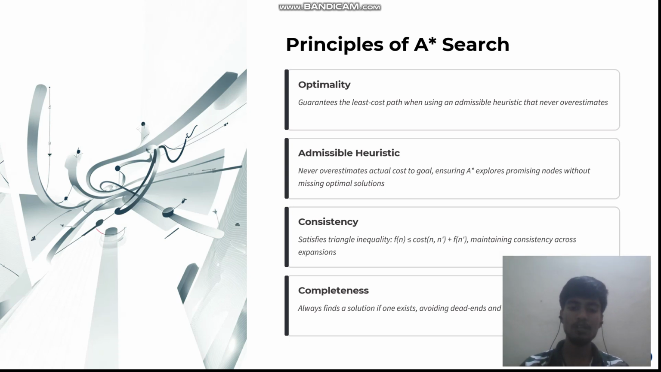Now what makes A-star so effective? There are four principles: optimality, admissible heuristic, consistency, and completeness. That's why A-star is considered both optimal and complete.